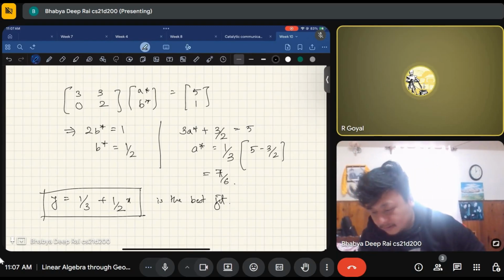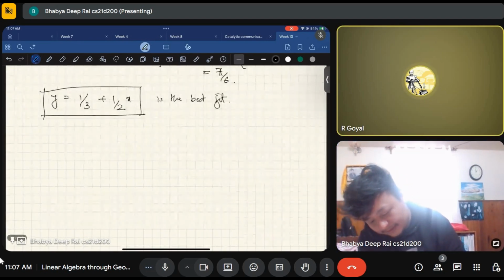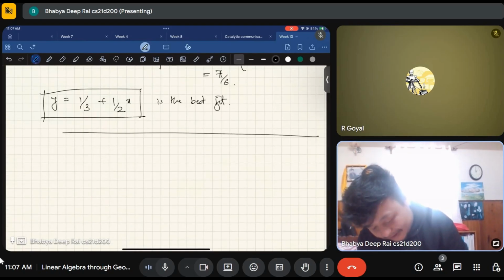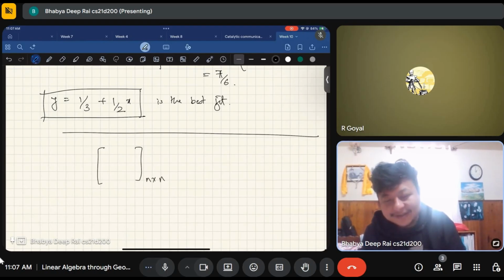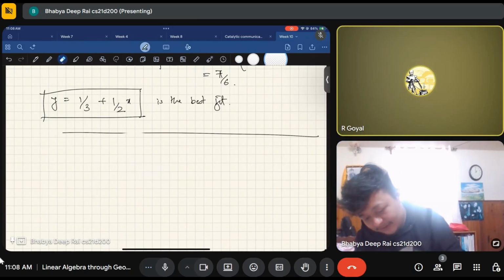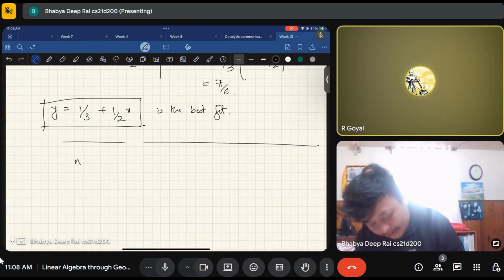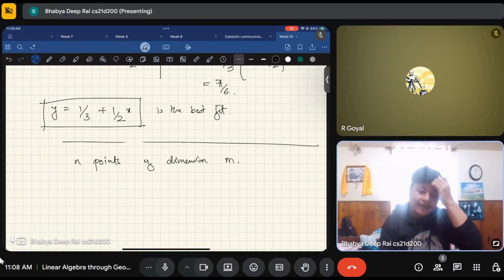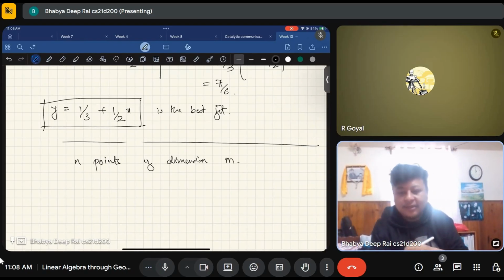How complex is this least square method? Complexity wise, execution time wise, how complex is this? Let's try to find that out. So, if I have been given n number of points of dimension m. Is that fine? N points of dimension m.